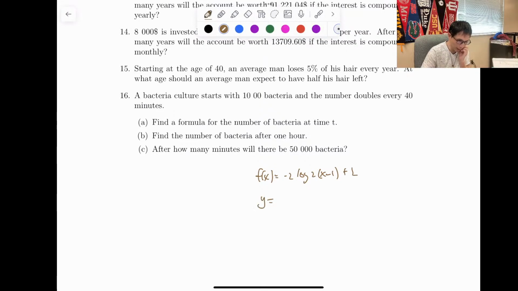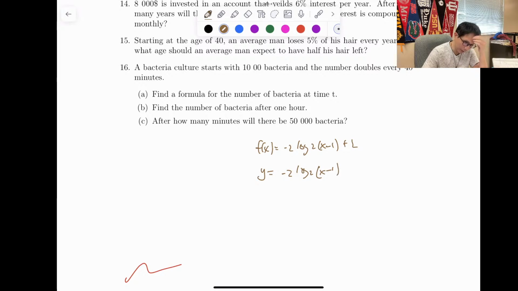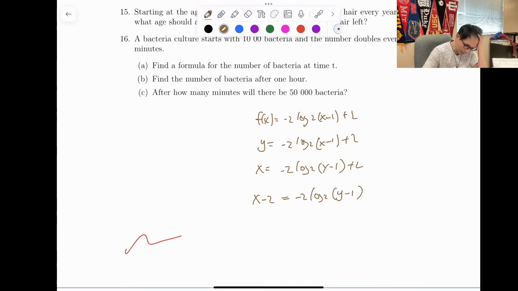And we say that's y equal to -2 log 2 of, it's x plus 1 or x minus 1. Okay, so this one is just x. Oh, sorry. It's gonna be x minus 1 plus 2, and then x equal to -2 log 2 of y minus 1 plus 2. This one's gonna be x minus 2 is equal to -2 log 2 of y minus 1. I'm gonna divide it by -2, so it's gonna be x minus 2 over -2 equal to log 2 of y minus 1. Is that okay?